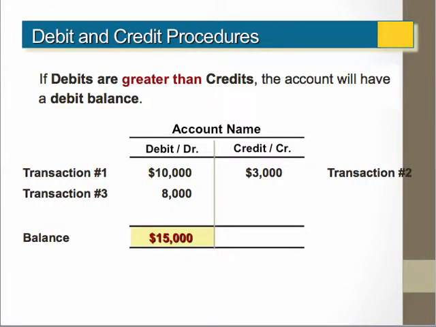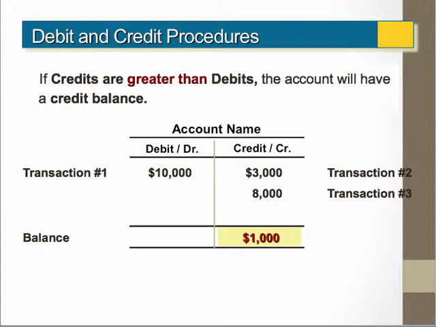So for instance, if I was looking here, if debits are greater than credits, the account will have a debit balance. I added the 10,000 to the 8,000 and subtracted the 3,000, so the ending balance is $15,000. If I was adding my debits and credits and a debit of 10,000 but the credit added up to 11,000, the net difference would be a $1,000 credit.